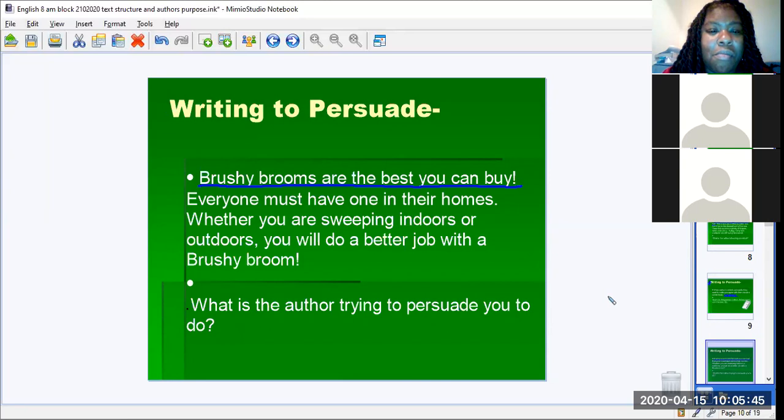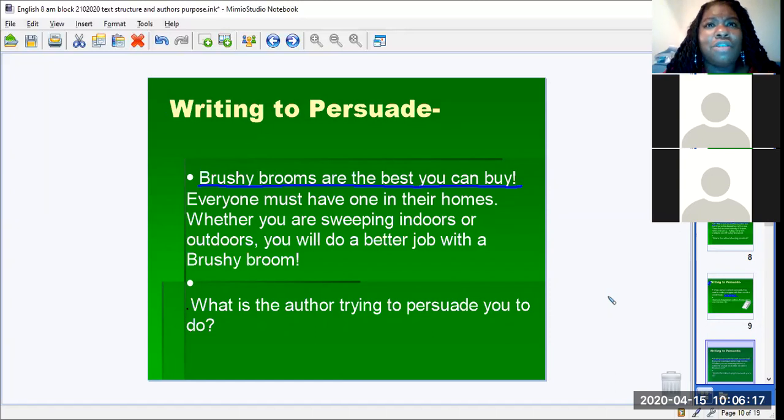They're trying to persuade you to buy their brooms. Yeah, buy my brushy broom. Brushy broom the best. Hey, brushy broom. See, I make a jingle out of anything. So brushy brooms are the best you can buy. What they're saying is our brooms is top notch. No other broom in the United States of the galaxy compares to our broom. That's what they're saying. Okay, so the author is persuading you to go and buy that broom.